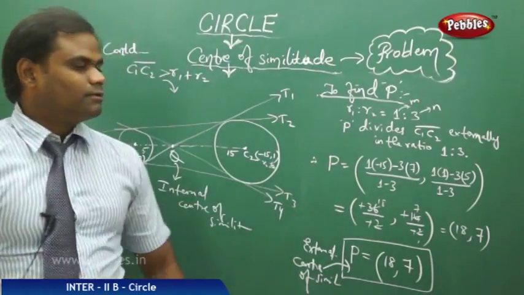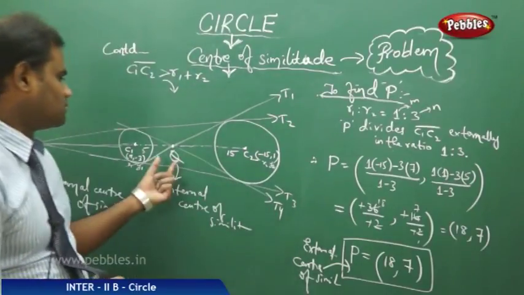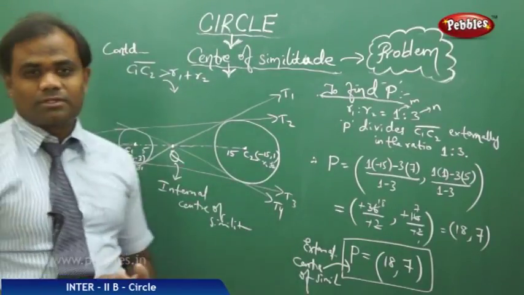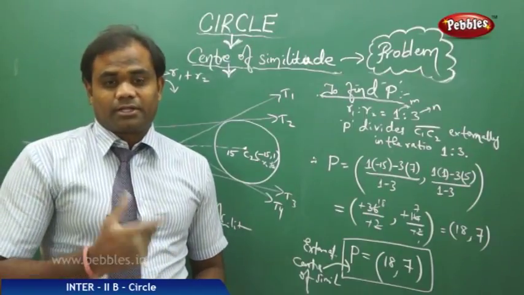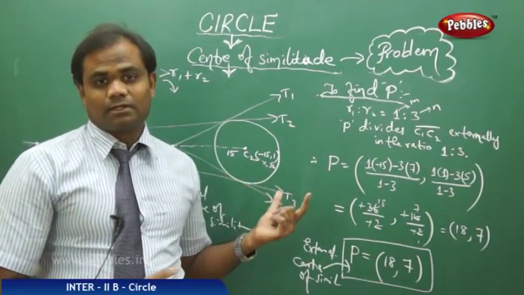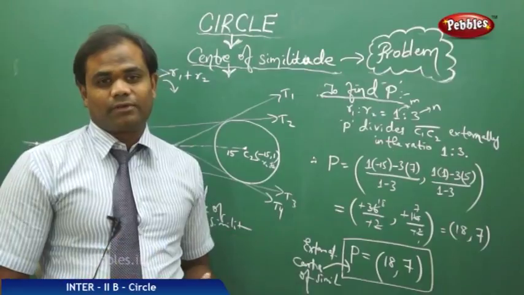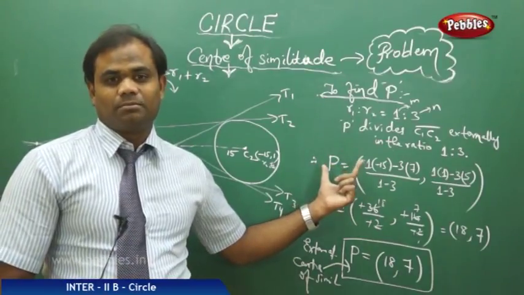So this is how we find the internal center of similitude and the external center of similitude for the given respective relative positions of circles, and identify the number of tangents through this example problem.